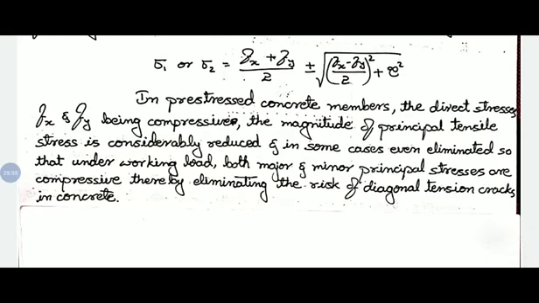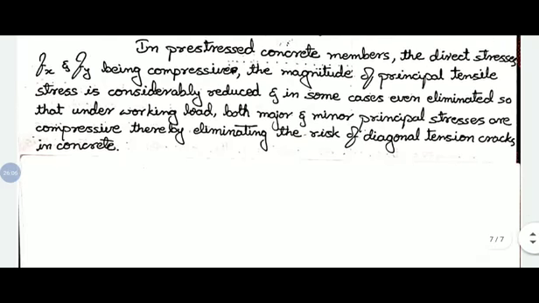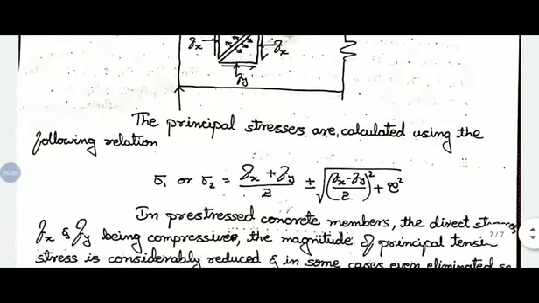In pre-stressed concrete members, the direct stresses fx and fy are compressive, and the magnitude of the principal tensile stress is considerably reduced, and in some cases even eliminated. In some cases sigma 1 may be 0, so that under working load both major and minor principal stresses are compressive, thereby eliminating the risk of diagonal tension cracks. So this is the introduction to analysis of shear force.